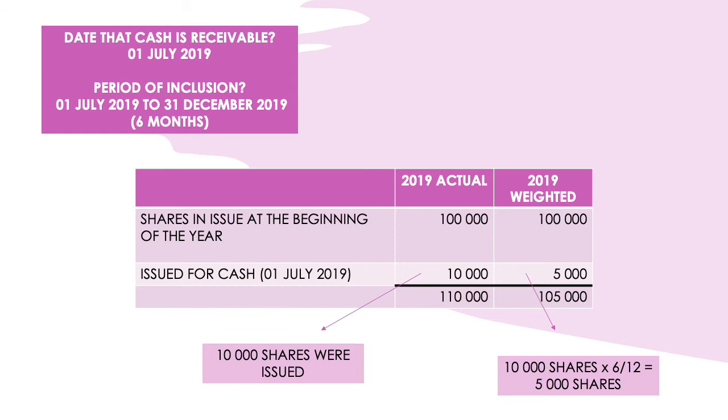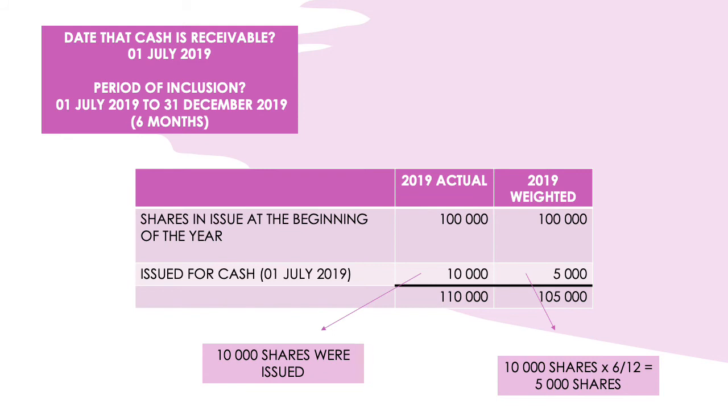Now, we said earlier, our time weighting factor would be 6 over 12. So in order to get the weighted number of shares, we take the 10,000 shares actually issued and we multiply it by our time weighting factor of 6 over 12. That then gives 5,000 weighted shares. So we then go and put the 5,000 in the 2019 weighted column. That means that when you go and calculate your basic earnings per share, you will take your earnings and you will divide it by 105,000 shares.